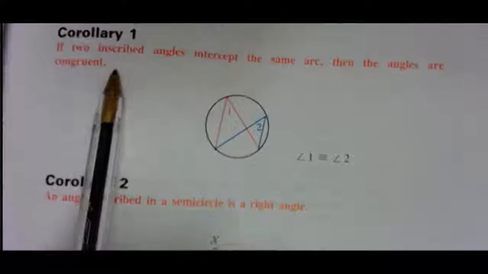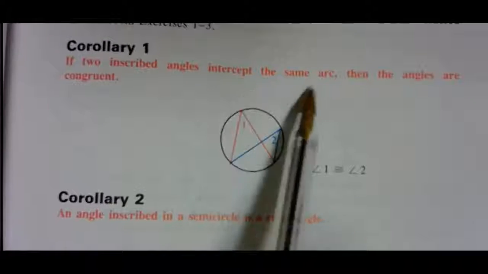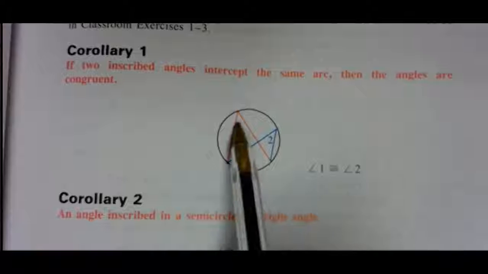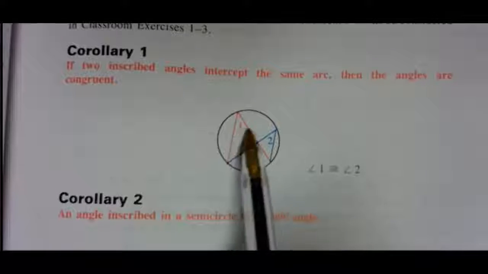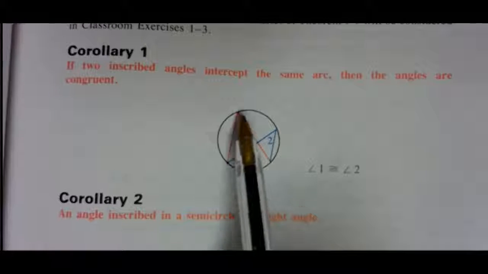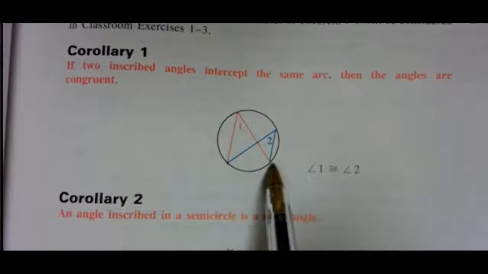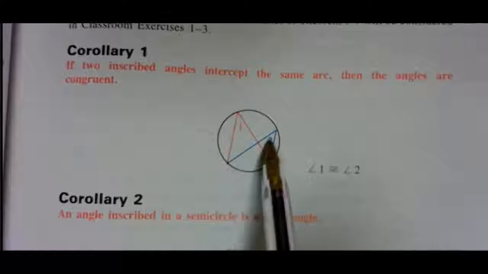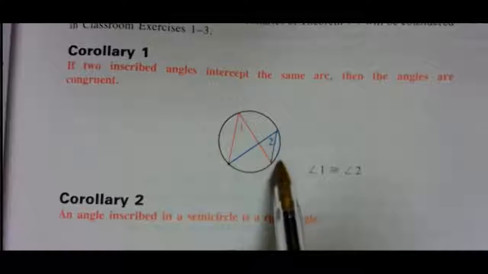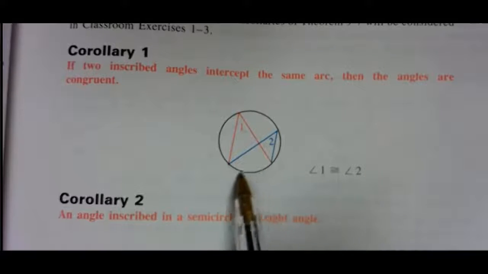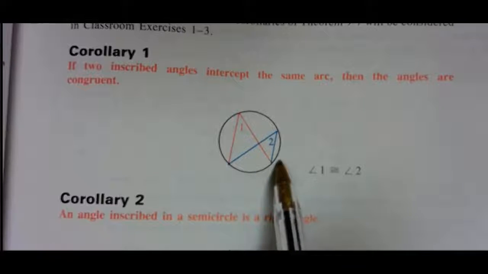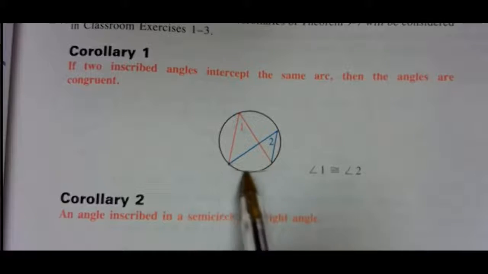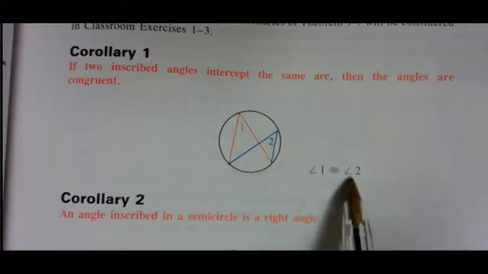Okay, and there's a corollary that goes with that theorem. For example, if two inscribed angles intercept the same arc, then the angles are congruent. Think of it, angle 1 is an inscribed angle because it's made up of chords, the red lines. So it intercepts this arc in black right here, and angle 2, made up of chords in blue, intercepts the same arc as the red angle. Therefore, angle 1 is 1/2 of this arc, angle 2 is 1/2 of the same arc, and angle 1 and 2 must be equal.